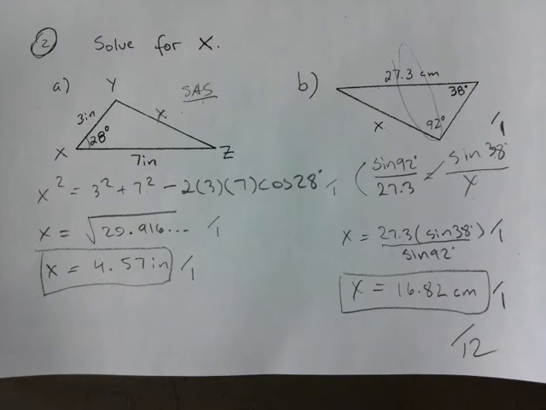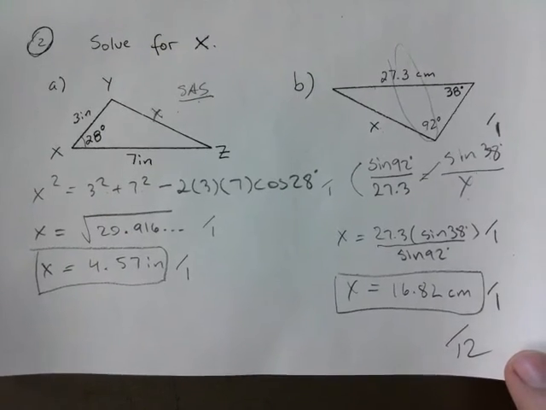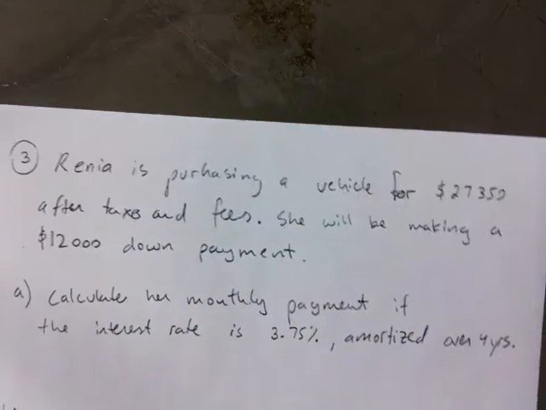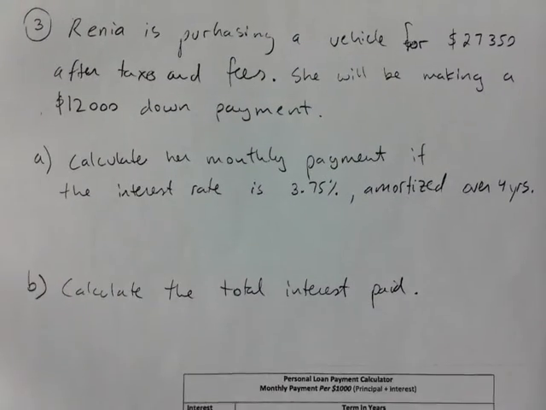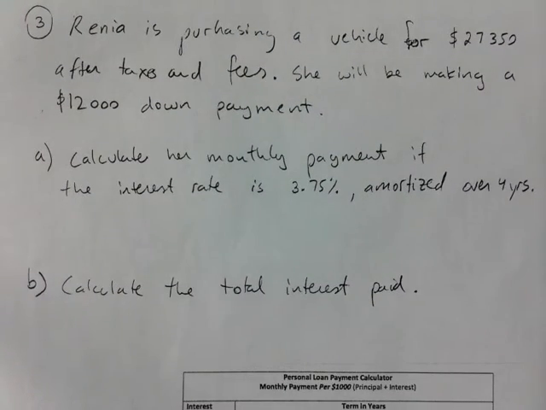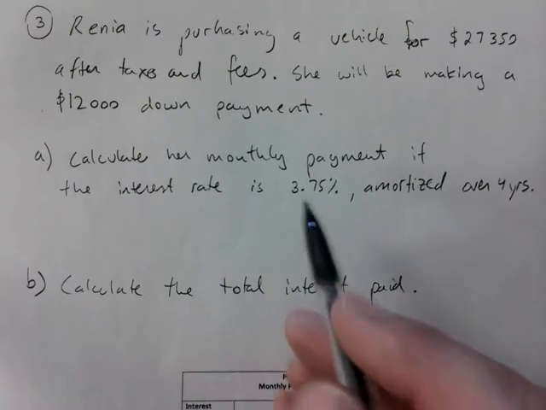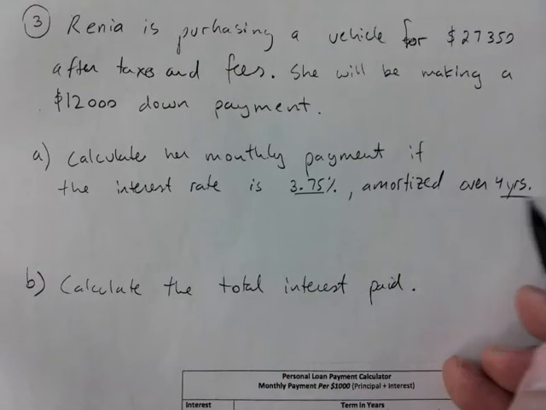So, sine law, cosine law, quick review, blast from the past. Backside. Renia is purchasing a vehicle for $27,350 after taxes and fees, so everything in. She'll be making a $12,000 down payment. Calculate her monthly payment if the interest rate is this over 4 years.